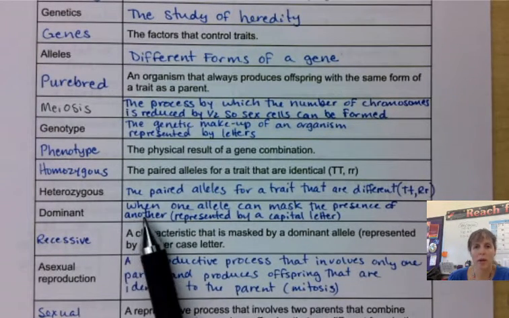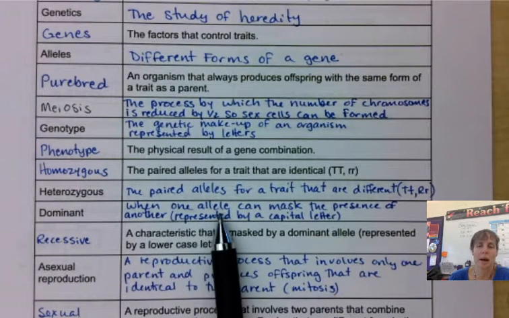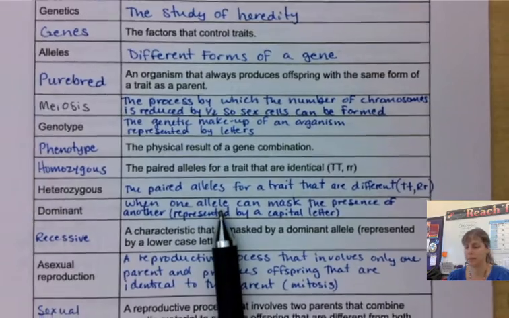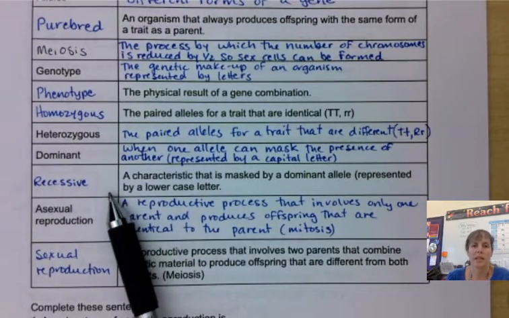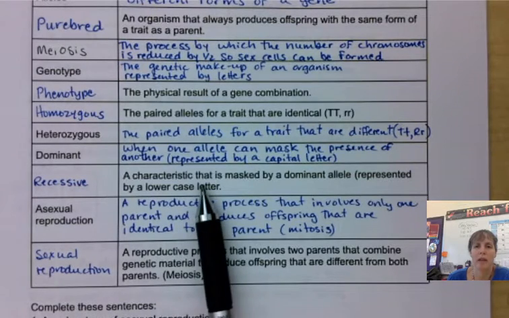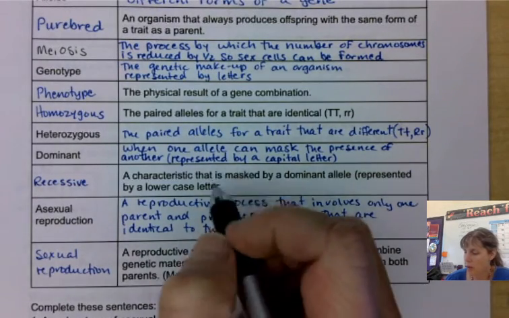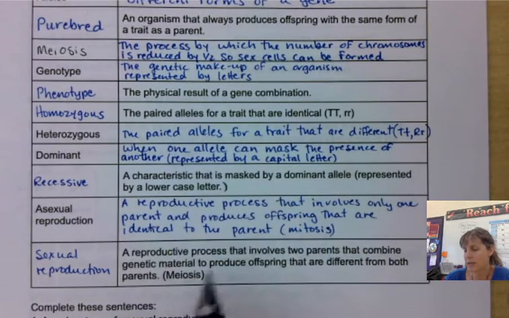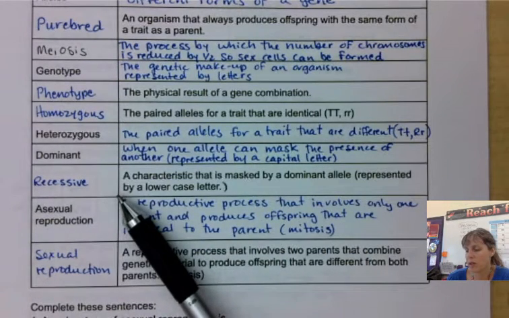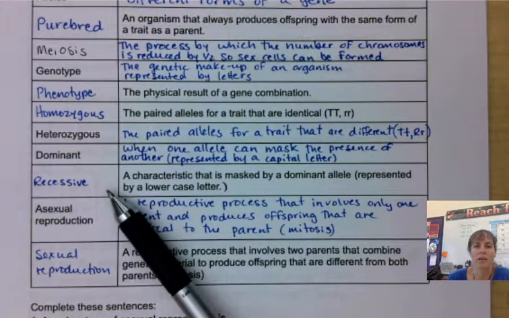Dominant is when one allele can mask the presence of another. It's represented by a capital letter. So remember, if there is a dominant trait or a capital letter, then that organism always carries that trait because it's dominant. Recessive is a characteristic that is masked by a dominant allele represented by a lowercase letter. Also, you need to remember that you can have a recessive gene that shows if you have two of that gene. So like two lowercase r's would be recessive.